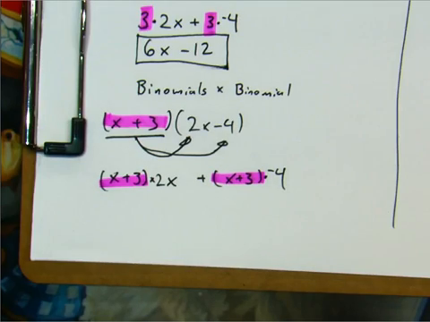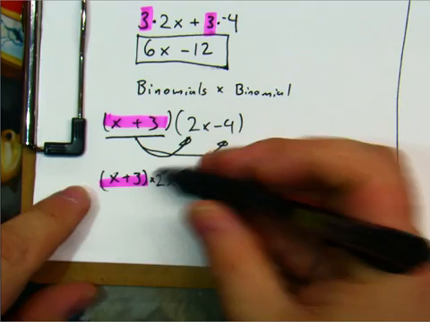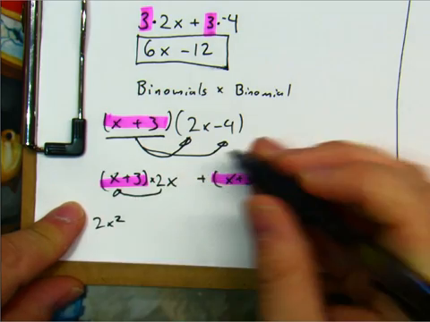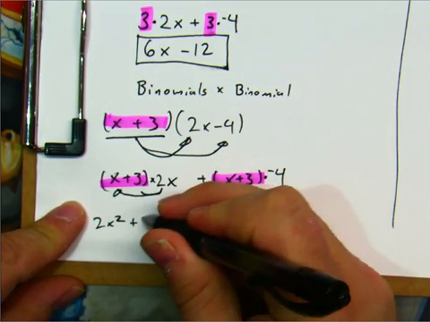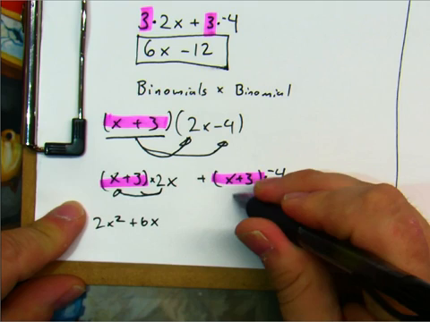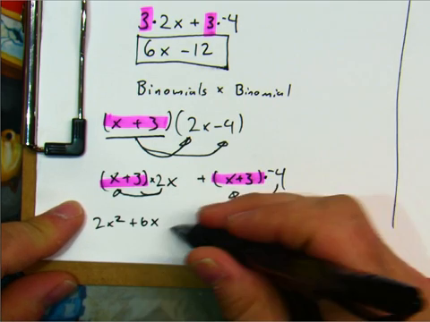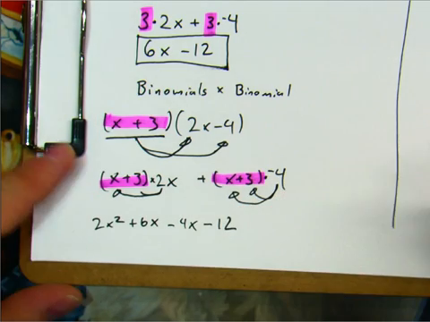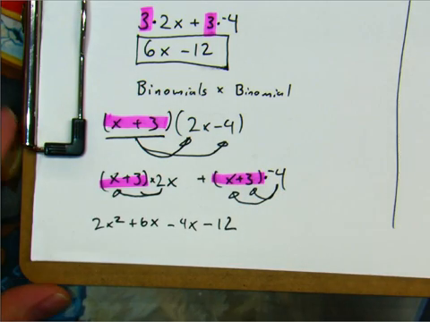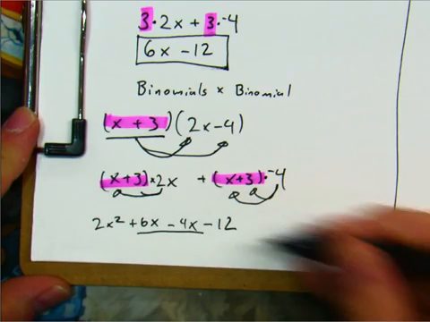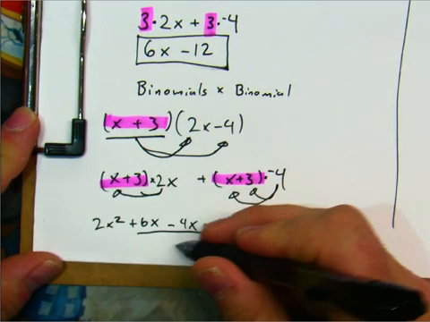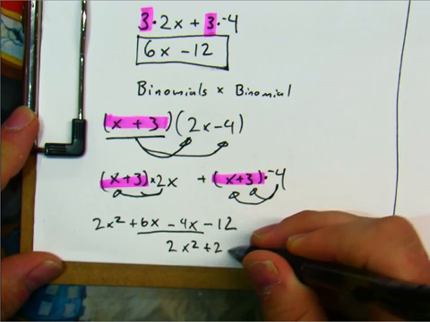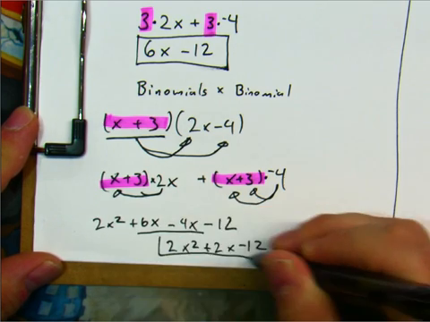So when we do this, we simplify it out. 2x times x becomes 2x squared. 2x times 3 becomes 6x. Negative 4 times x is a minus 4x. And then negative 4 times 3 is a negative 12. Now I just need to simplify, combine my like terms. I have 2x terms, so this becomes simply enough 2x squared plus 2x minus 12. And that is our answer. Okay?